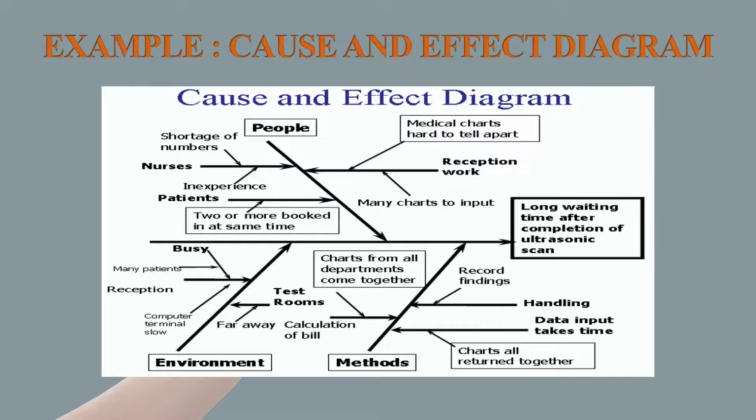So the cause and effect diagram looks like this. It shows a long waiting time when an ultrasonic operation has taken place. For that there are various reasons like methods, environment or people. So there are various causes, and in that again sub causes will be there. So all the sub causes, main causes and principal causes are the causes for that particular waiting time at ultrasonic processes. This is one example of a cause and effect diagram.